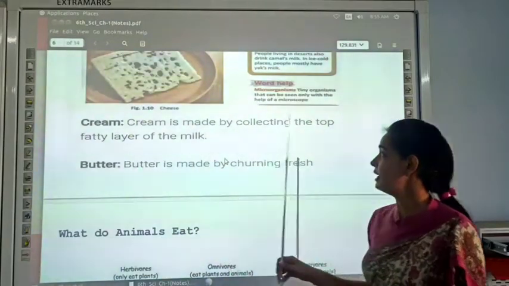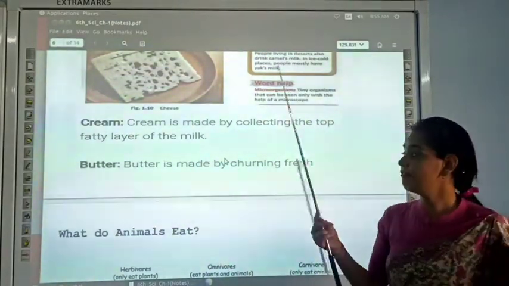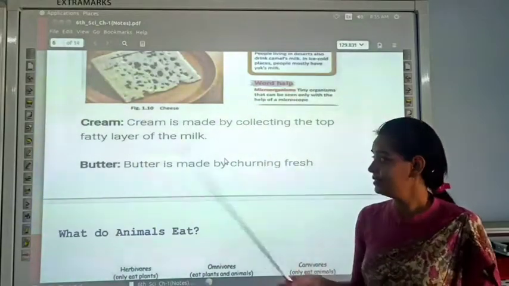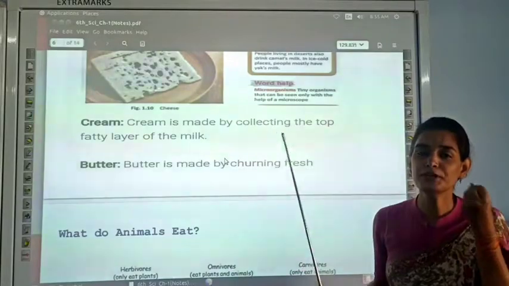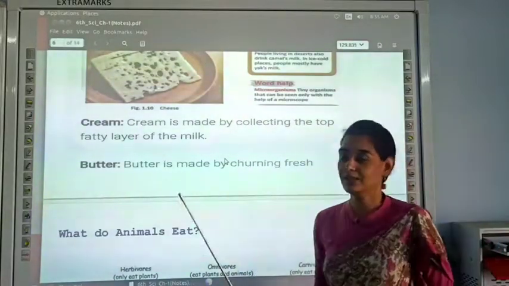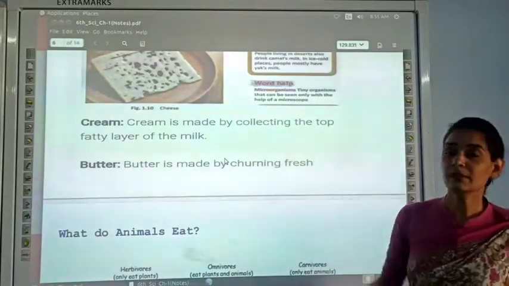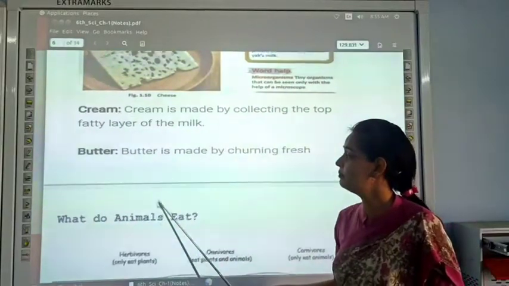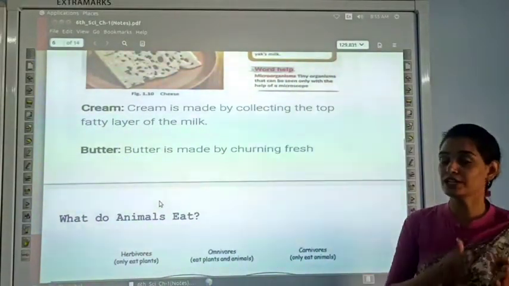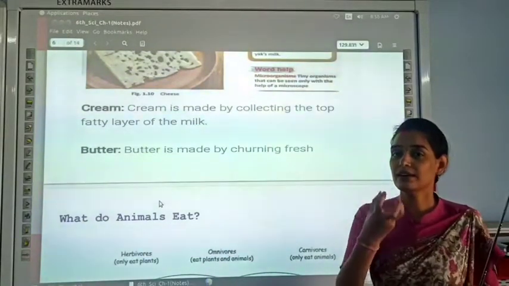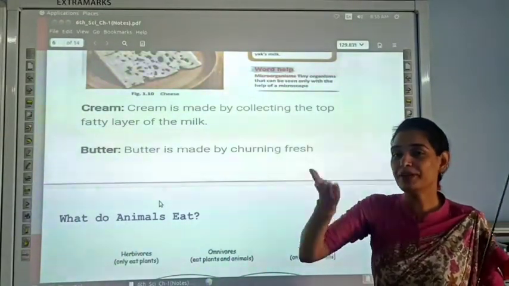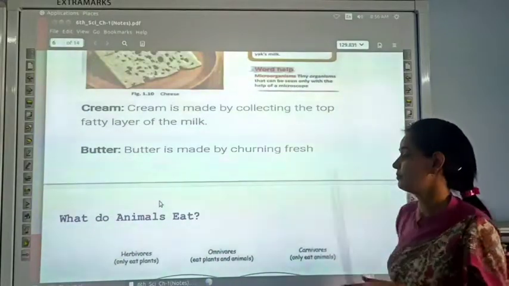Cream. Cream is made by collecting the top fatty layer of the milk. Cream is what you call the malai of milk, that is the complete fat, that is cream. And from this we can also convert it into ghee. Now butter. Butter is made from churning fresh milk. When you churn the milk or the curd, the whole butter will separate from the milk.